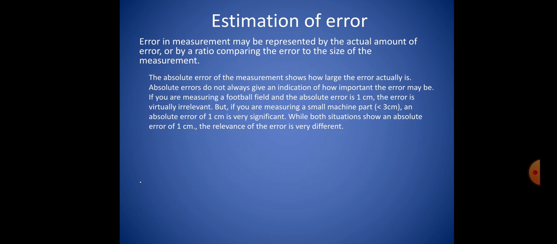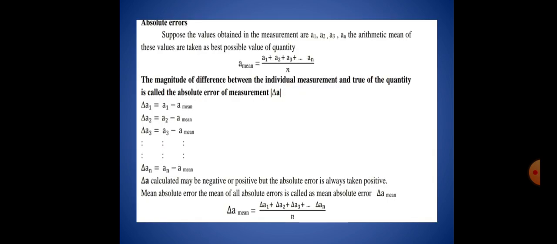So it depends कि आप क्या मेजर कर रहे हो, उसके ऊपर डिपेंड करता है कि ये जो एरर है वो रिलेवेंट है या इररिलेवेंट है. Okay, so in both situations the absolute error is 1 centimeter only, but both situations are different. So here the relevance of the error is very different. समझ में आ गया? And that is why absolute error is more uncertain to express.